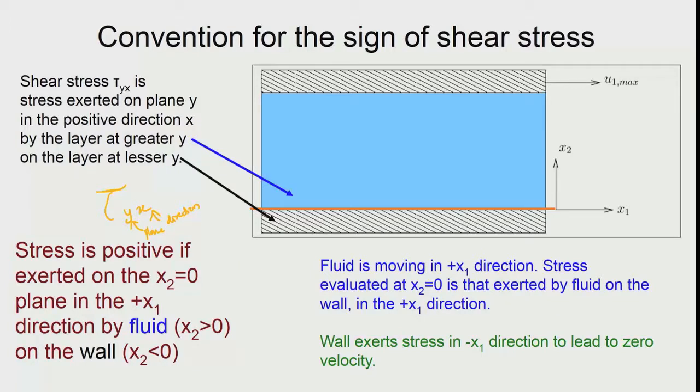Okay. So, in this case, when you take the plane x2 equal to 0, you see here this plane is shown here in this orange line. So, if you take that plane, for example, at a greater y, that is at a higher value of x2, here this is the higher value, that is liquid, and the lower value of y is basically the wall. So, the force or the stress that is exerted by the liquid on the wall, if it is in the positive x direction, then the stress is positive, which is actually true.